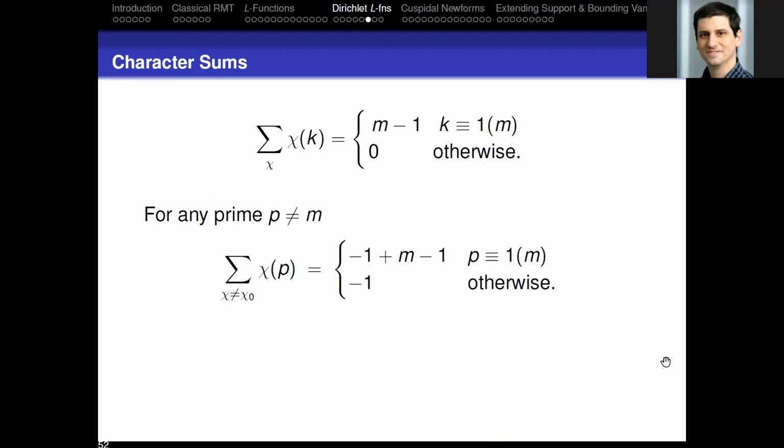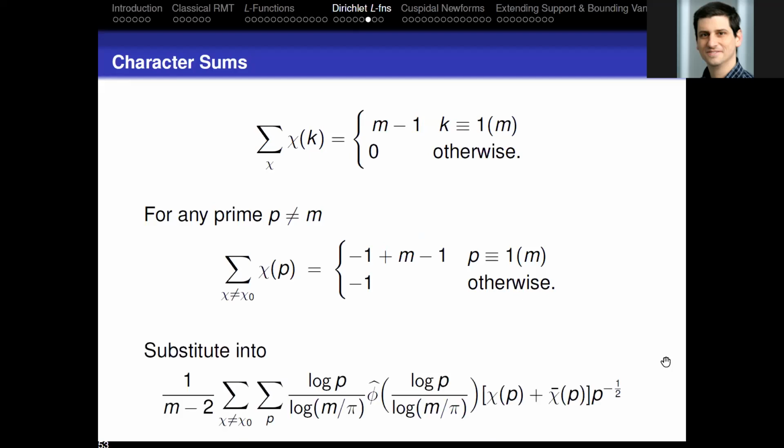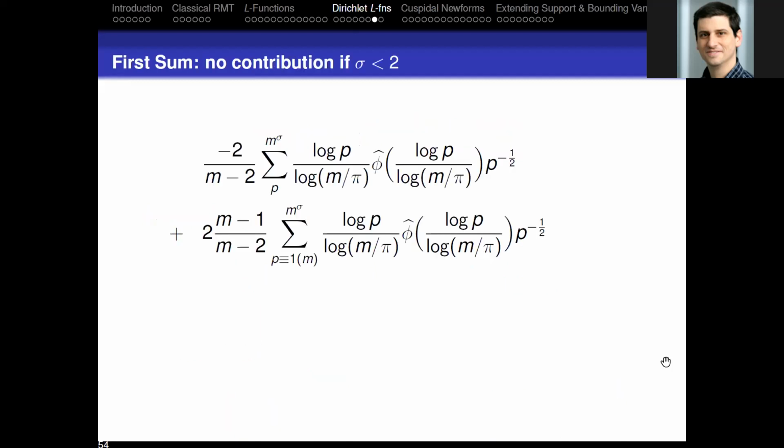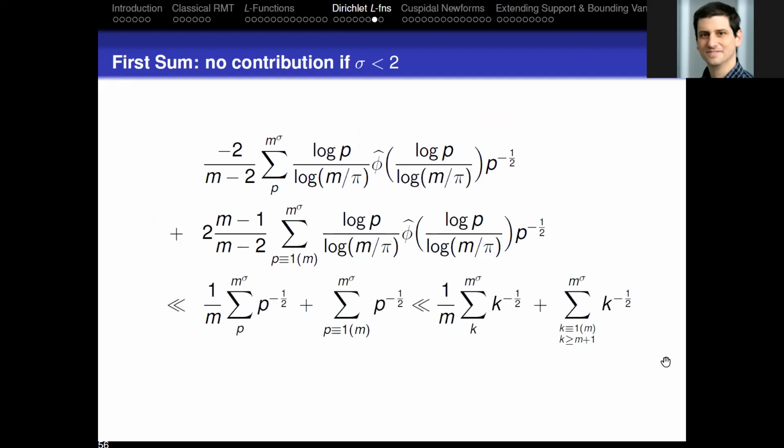Well, if the prime is not equal to M, which is the conductor, we have the following. And so when we substitute that in, we get really nice formulas for that. So next slide. Just putting everything in, we get bounds like this. Next slide. And then just trivial estimation, keep going. And then at the end of the day, you see, oops, go back one. You see that you get a bound of M to the sigma over 2 divided by M.